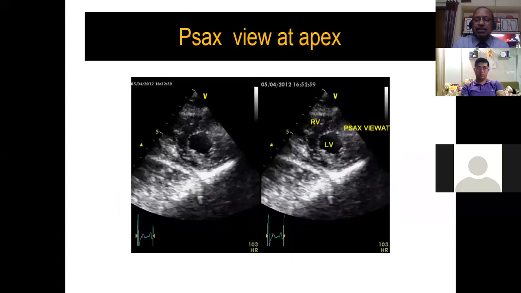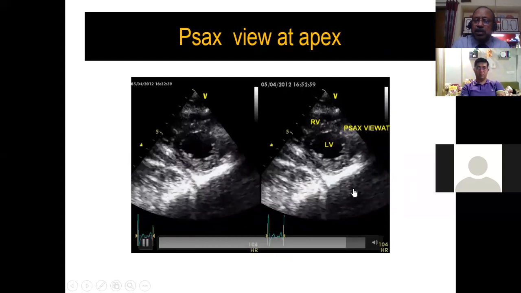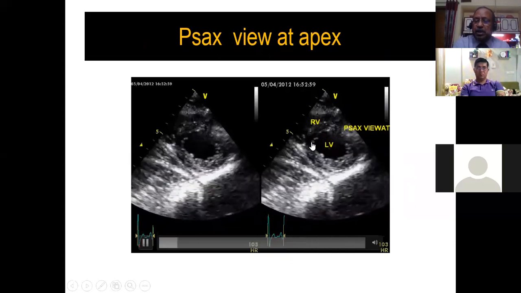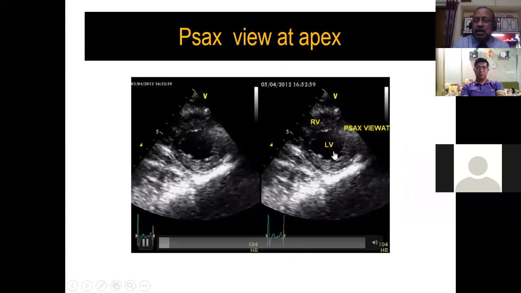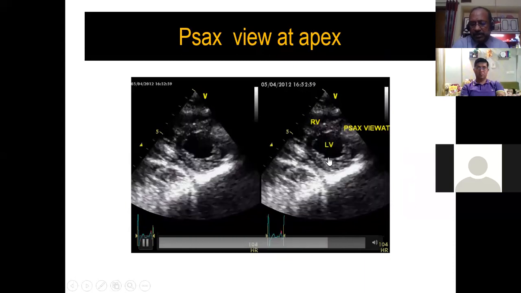Next comes papillary muscles. These papillary muscles number of times tell you what my apical contraction is. Is it hypokinetic or normokinetic? And that is what is told by this parasternal short axis view at apex.